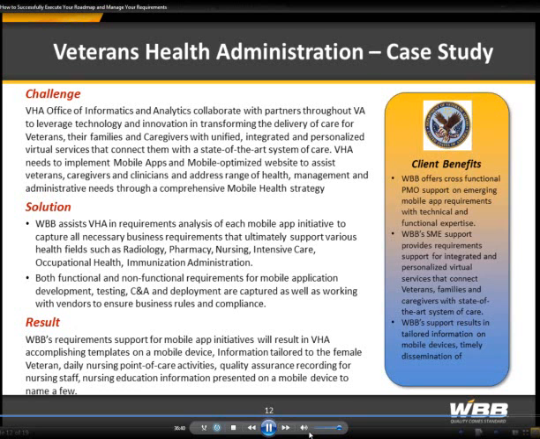And WBB is actually assisting the Veterans Health Administration in conducting requirements analysis of each of their mobile app initiatives and being able to capture all the necessary business requirements, both functional and non-functional, that ultimately support various health fields within VHA, like radiology, pharmacy, nursing, what kind of care details the nurses need, intensive care, occupational health, behavioral health, immunization administration.